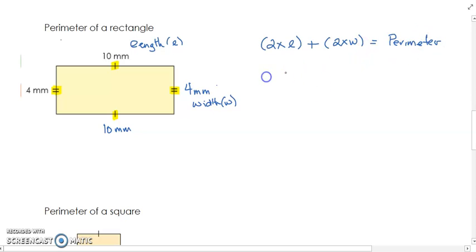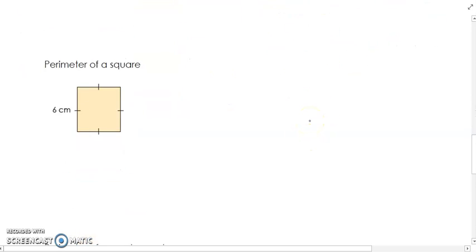So two groups of length is going to be 2 times 10. Two groups of width, 2 times width is 4. Then that will be 28. And we always have to remember the unit, 28 millimeters. Okay, no problem there. All right, so let's look at the next one.